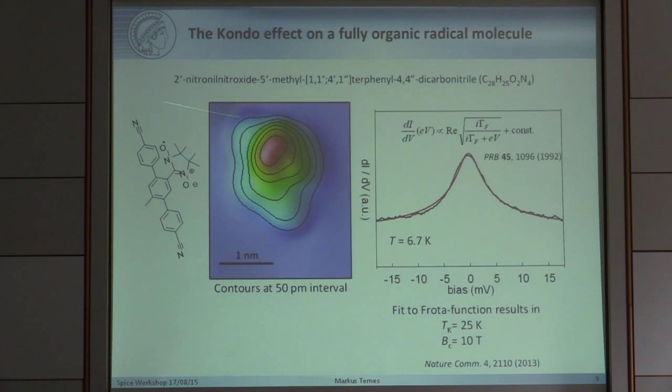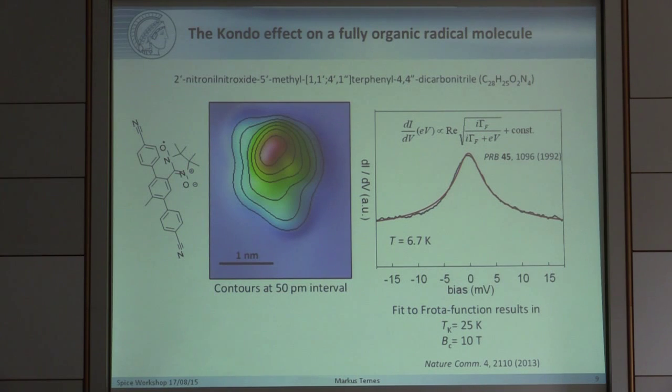So the interesting part is that this is a radical molecule, which has a nitronyl nitroxide side group, that is here. It consists only of nitrogen, oxygen, carbon, and hydrogen atoms, so no metal atoms. But it has one electron spin, so it's a perfect spin half system. And if you do spectroscopy on it, then you see a peak at zero bias. You can fit it, for example, with such a Frota function. You can extract a Kondo temperature, which for this data here is 25 Kelvin, and we will discuss later on, the critical magnetic field would be 10 Tesla.